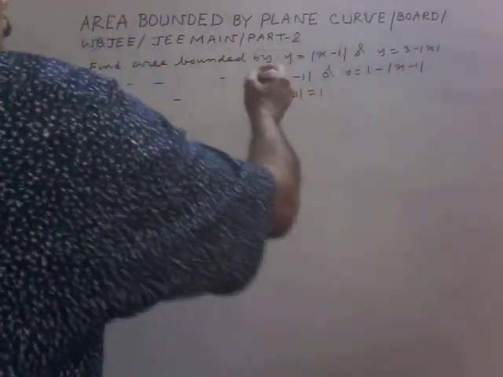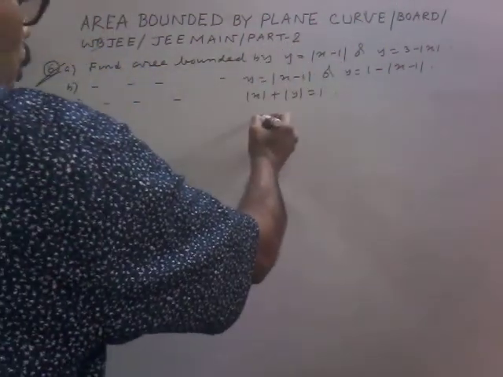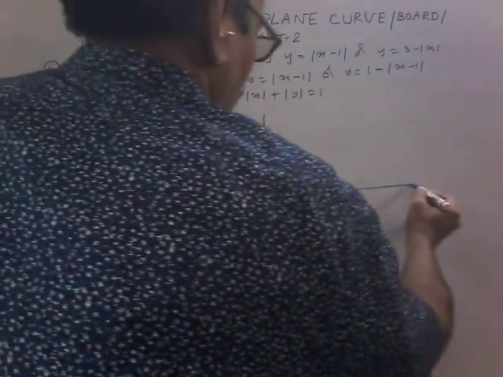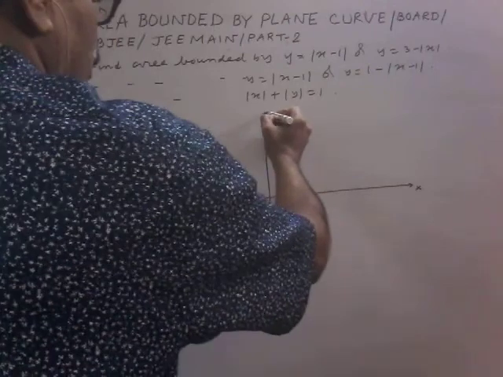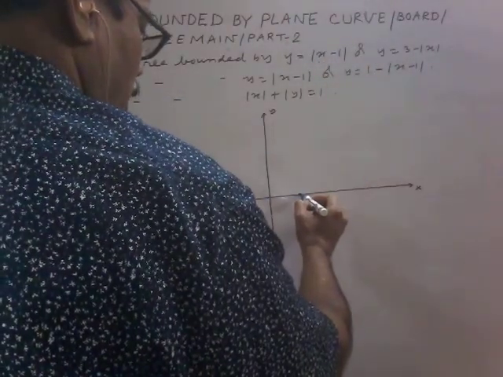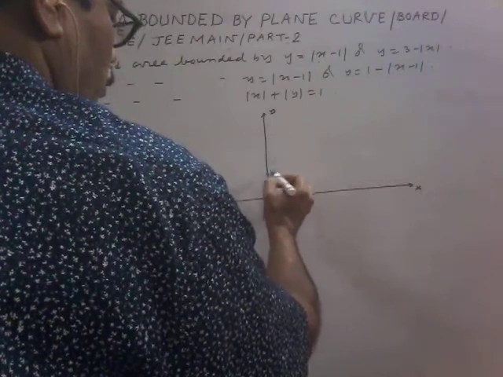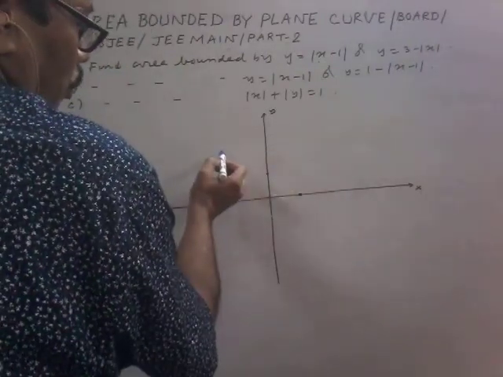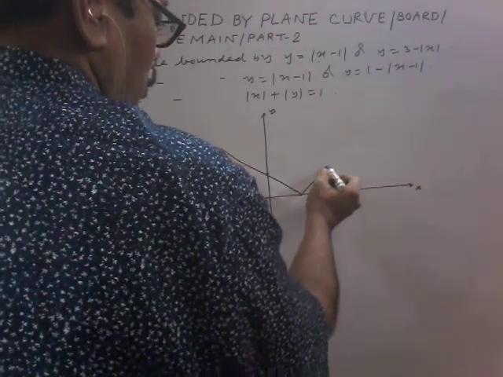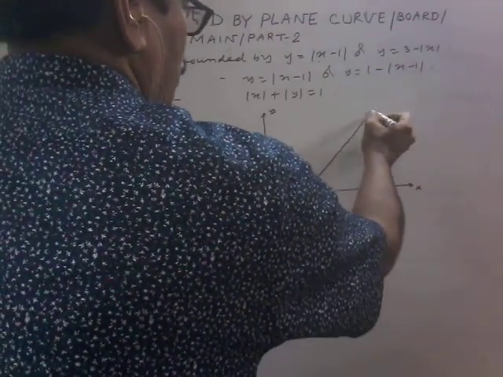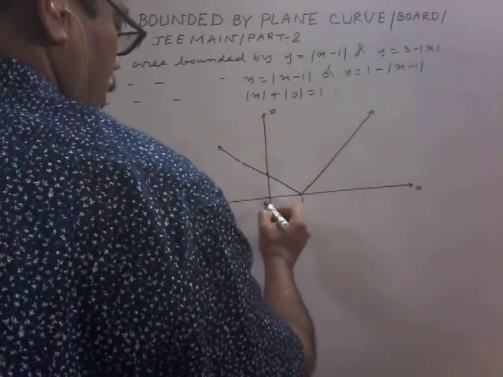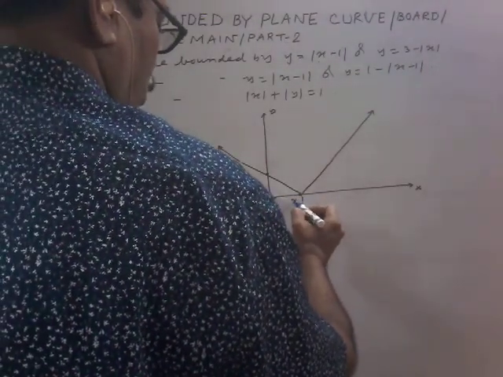So problem number A. Draw the graph first. So the restriction is on x minus 1, so at x equals 1. So the figure will be mod of x minus 1, so this is y equals, with restriction at x equals 1.